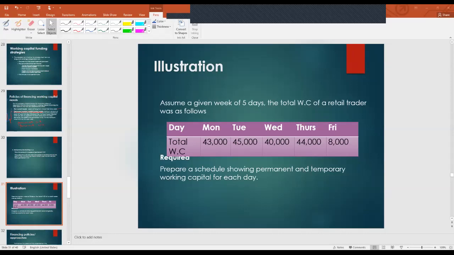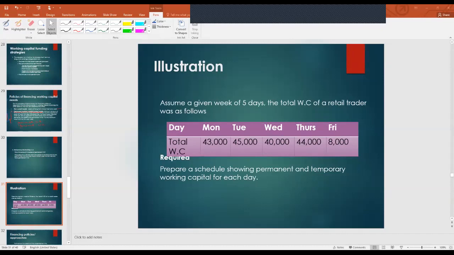So in this example, you've been given the days, this is the given week of 5 days, Monday all the way to Friday. You are meant to prepare a schedule here that shows the permanent and the temporal current assets of the company. As I mentioned, the permanent is the minimum investment the company must make over that time period.